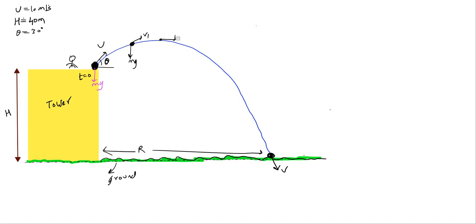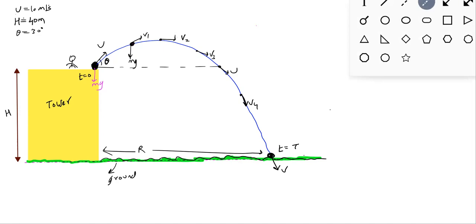It will have velocity u cos theta, or v2. Here, velocity v3. Here it will have speed v4. And finally, it will strike the ground at this particular point. So this will become the time of flight. Now let's discuss some small ideas.